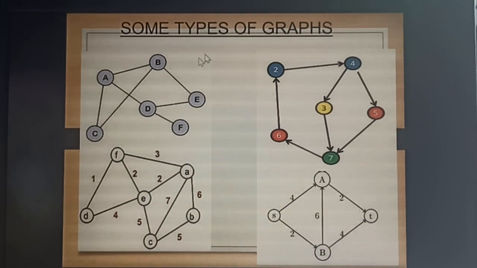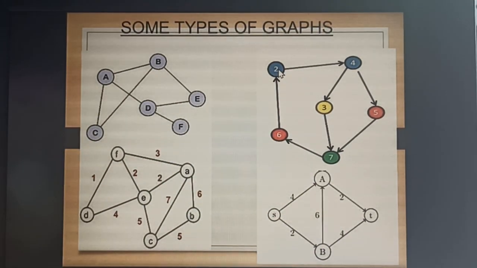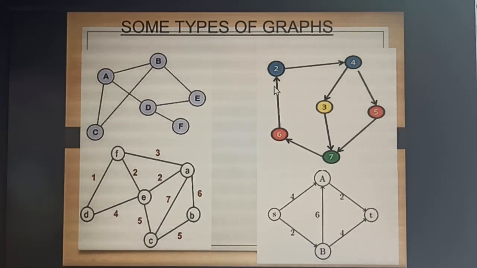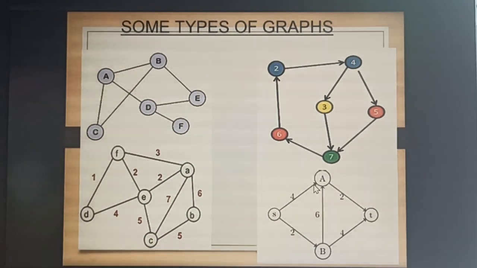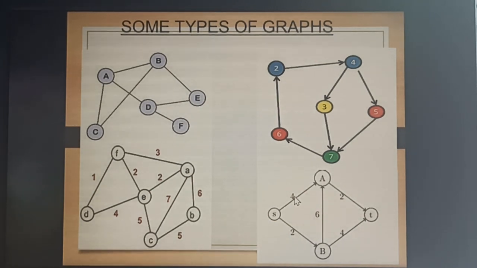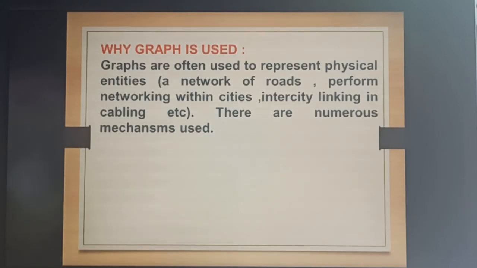Some graphs contain the alphabets A, B, C, D. Some graphs contain numbers, and there are directions mentioned on the edges, and some graphs contain numbers above the edges, and some graphs have both direction and numbers. So you can see on your screen various types of graphs. So why are graphs used?